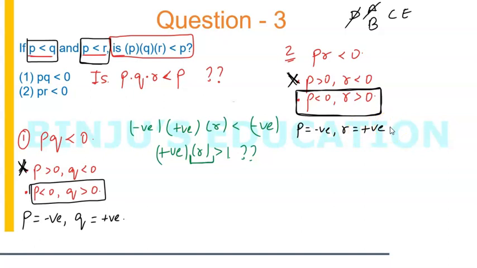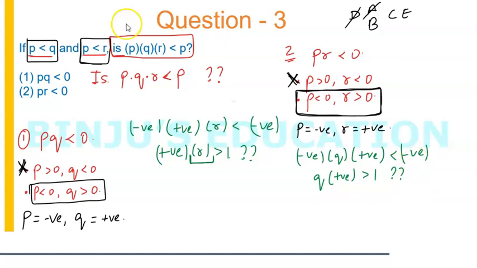Okay, now let's use this. If we use this, we're going to again have negative multiplied by Q multiplied by positive is less than negative. Again, we will land up in the same place where we were in the previous statement. You're going to have Q multiplied by a positive number greater than 1. Is that so? We don't know that. Again, the problem is neither do we know the value of R, nor do we know the value of Q. So we can't say anything for sure. Okay. Which means B also goes out.